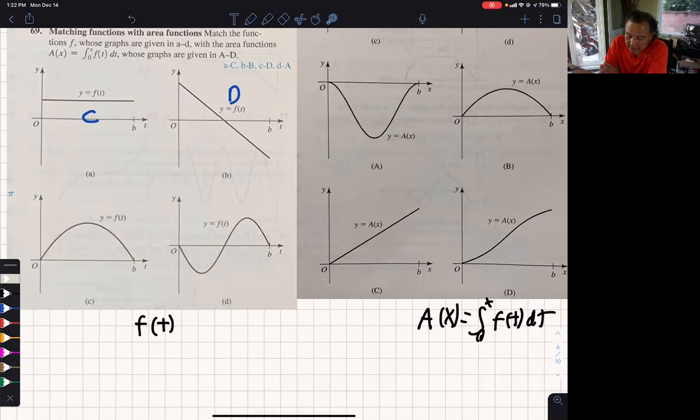And then let's look at this one. You add a small chunk, then you add a bigger chunk, then you add a really big chunk halfway through, but then you add a smaller chunk, you add a smaller chunk, and you add a really small chunk. So it's going to slowly increase, then increase really fast, then slowly increase. It's always increasing. So D matches up with this one.